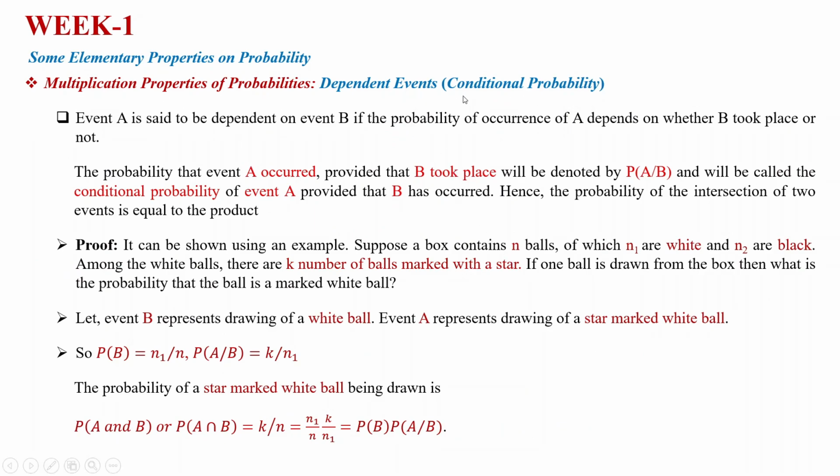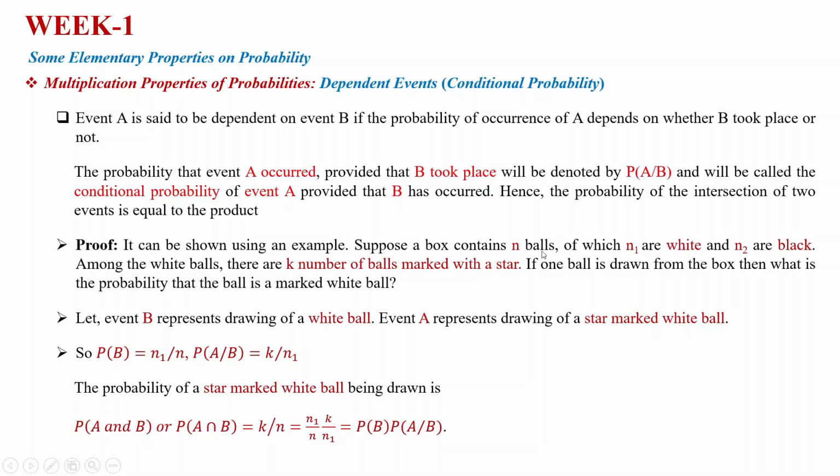Now come the dependent events and conditional probability. Event A is said to be dependent on event B if the probability of occurrence of A depends on whether B took place or not. Then the probability that event A occurred, provided that B took place, will be denoted by P(A|B), and it is called the conditional probability of event A provided that B had occurred. Hence the probability of the intersection of two events is equal to the product, and it can also be shown with a simple problem example.